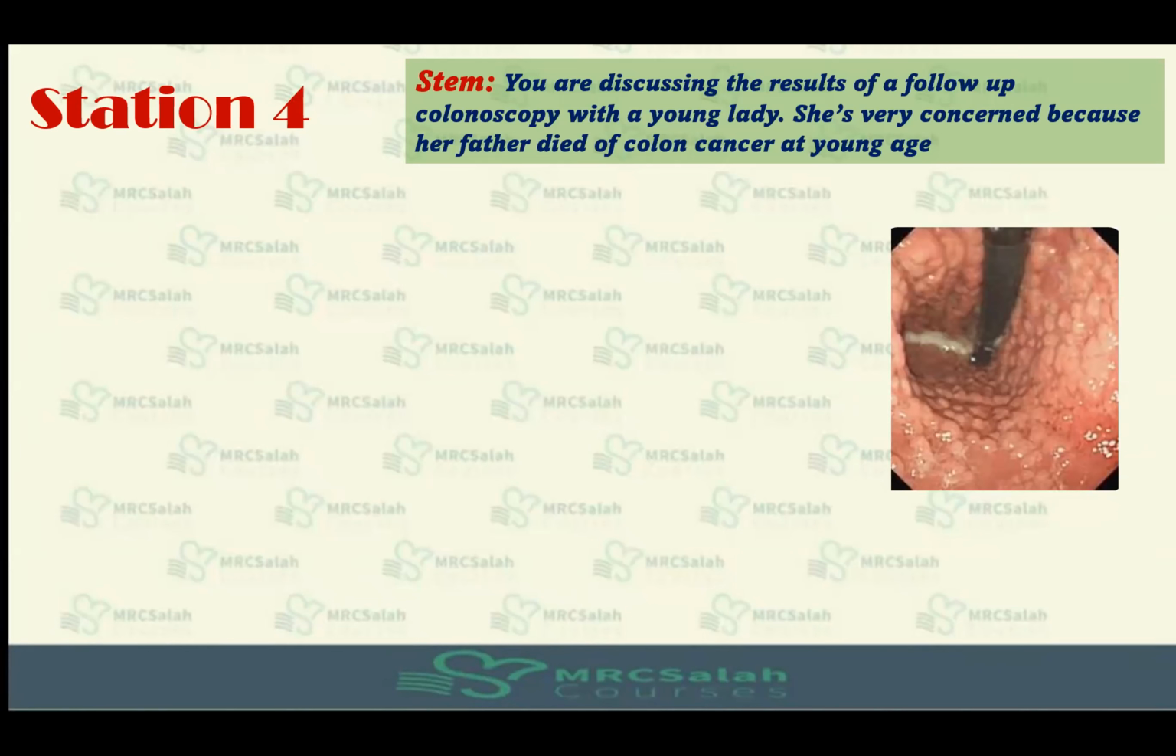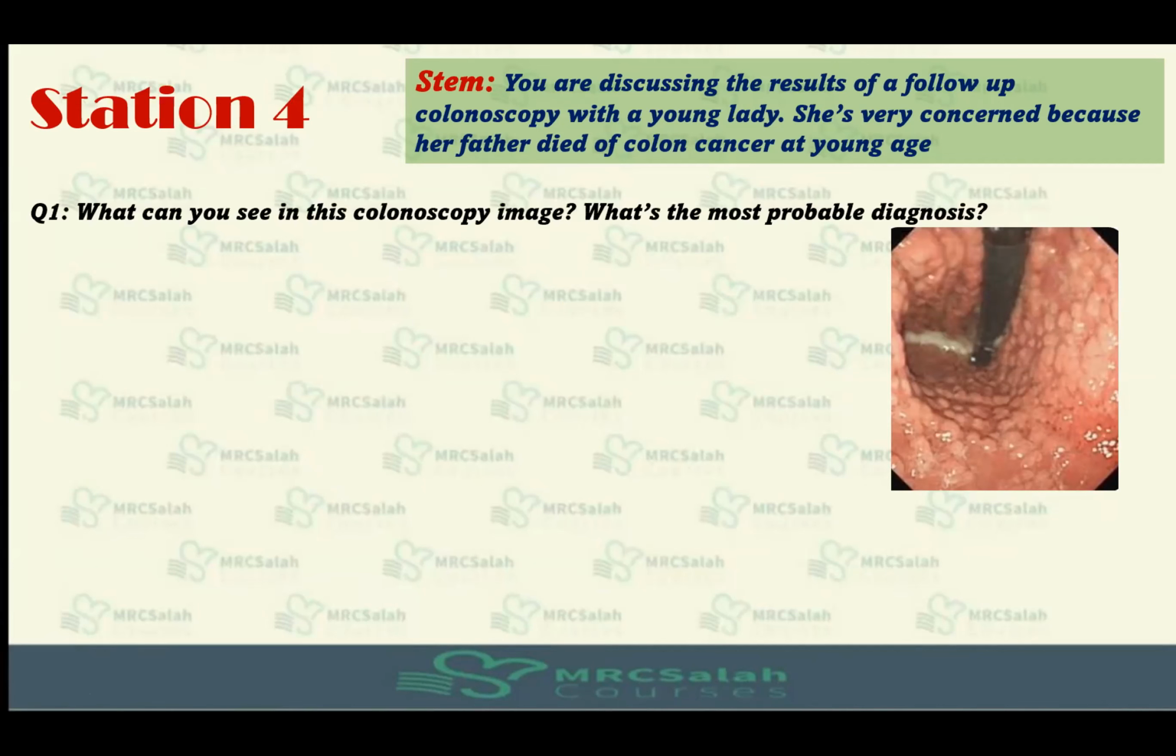You are discussing the results of a follow-up colonoscopy with a young lady with endometriosis. She was very concerned because her father died of colon cancer at a very young age. So, what can you see in this colonoscopy image? I think there are multiple polyps with some ulceration. Okay, what could be the diagnosis? But can you please point to the ulcers?